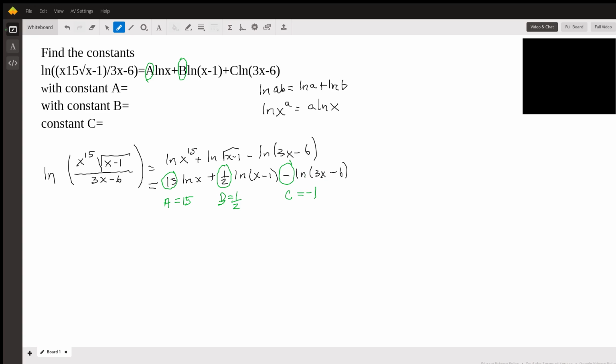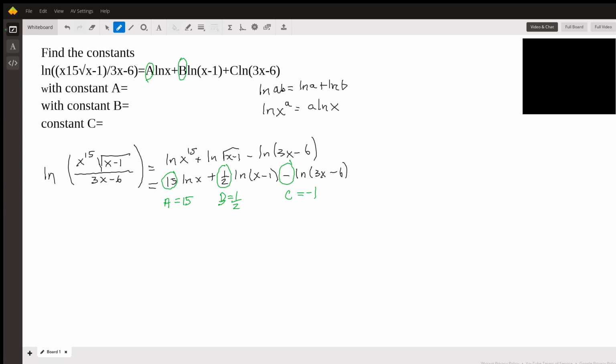So it's not a very hard problem. It's only using two properties, the ones that I have listed above. And this is called an expansion. I think it's good to work on expansions when you're learning logs and do those first, because those are a little bit easier than contraction.